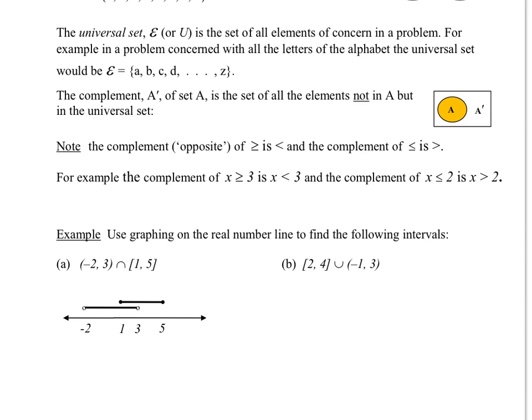So on a number line, that's going to be between 1 and 3, right in here.